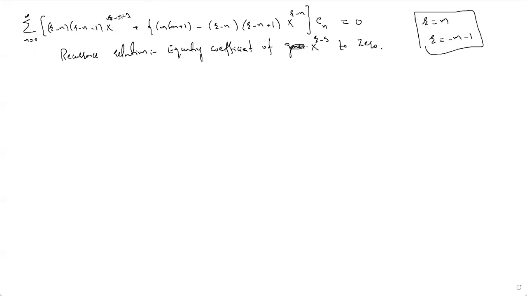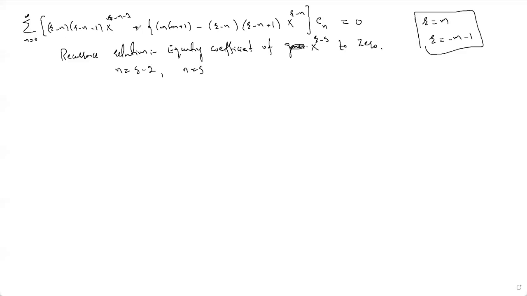To make this term x raised to the power r minus s, we need to give a certain value to n. You tell me what will be the value of n so that it will be r minus s. It will be s minus 2, because that minus will make it. So from here n will be equal to s minus 2, and from this other term simply n will be equal to s, right?